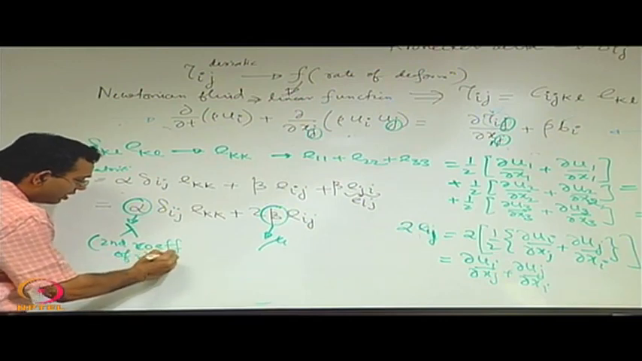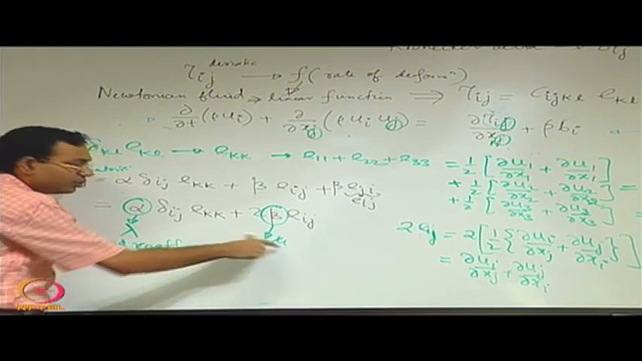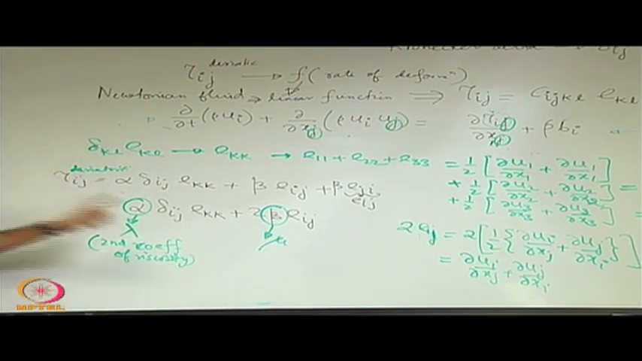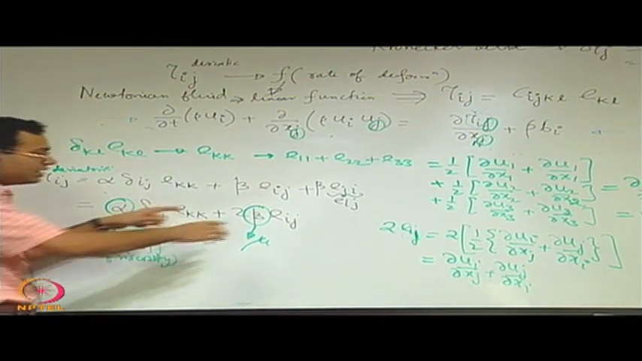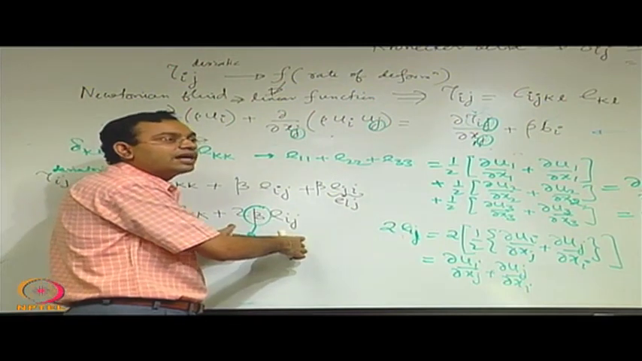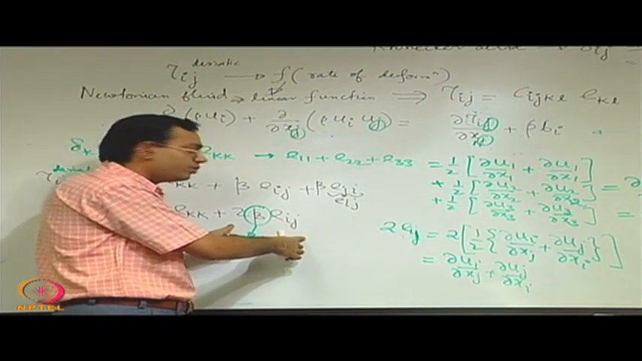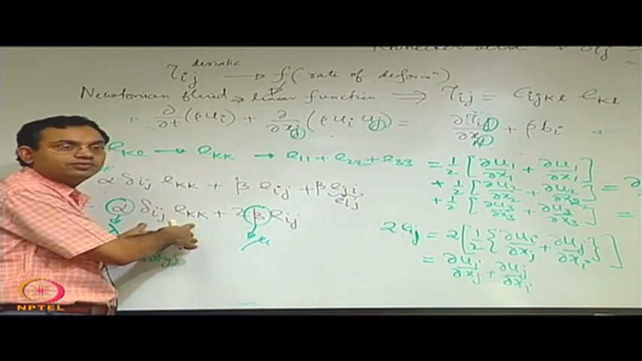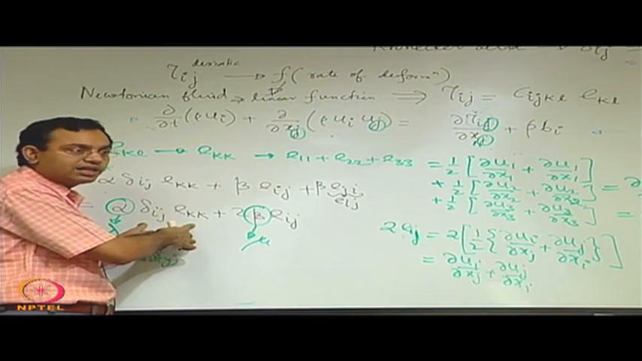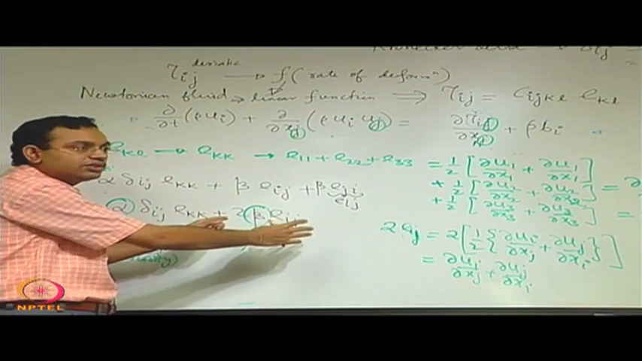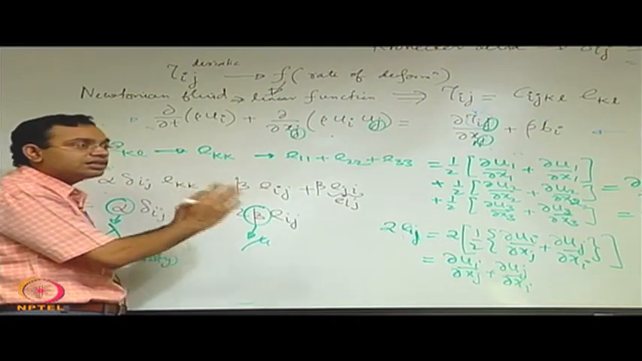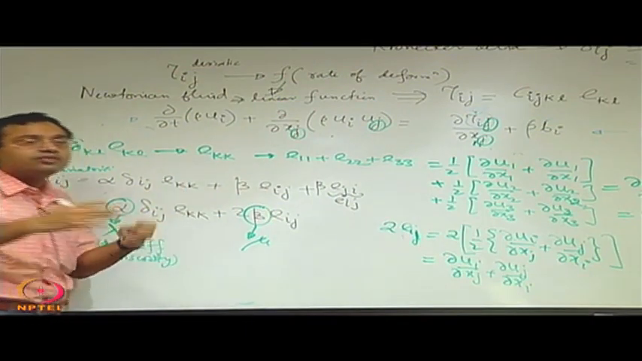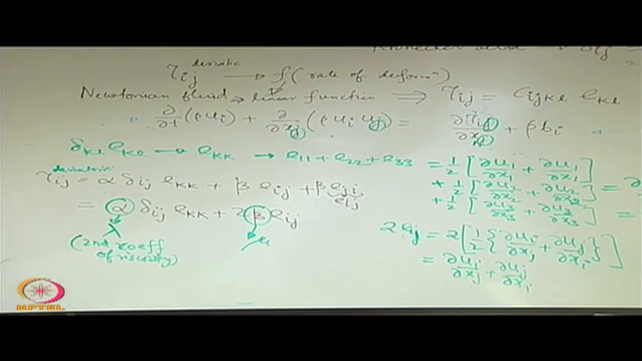Why? Because you already have a viscosity like mu. So if you want to have a different coefficient, we have to keep in mind that this is related to a sort of angular deformation of the fluid and this is related to volumetric deformation of the fluid. At least qualitatively we can understand the significance of these two terms. One term is related to the angular deformation, one term is related to the volumetric deformation. Angular deformation means shear type of deformation.